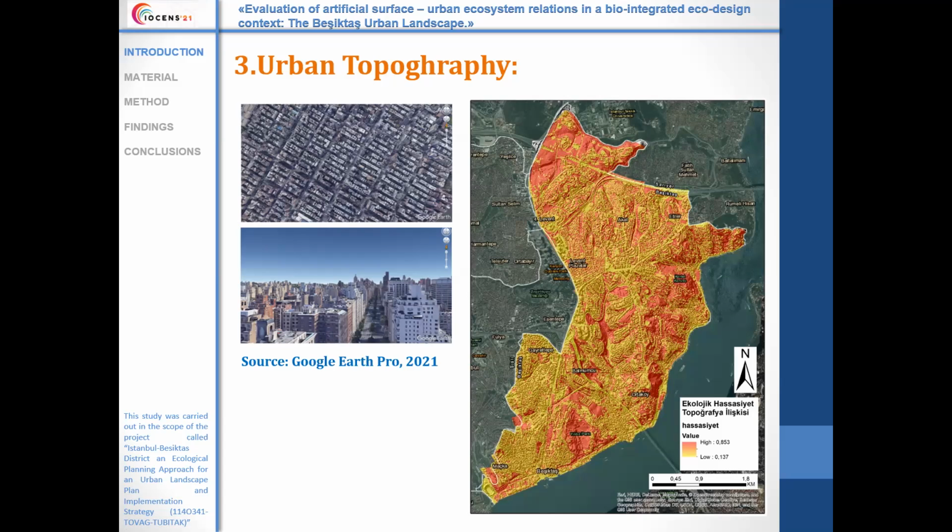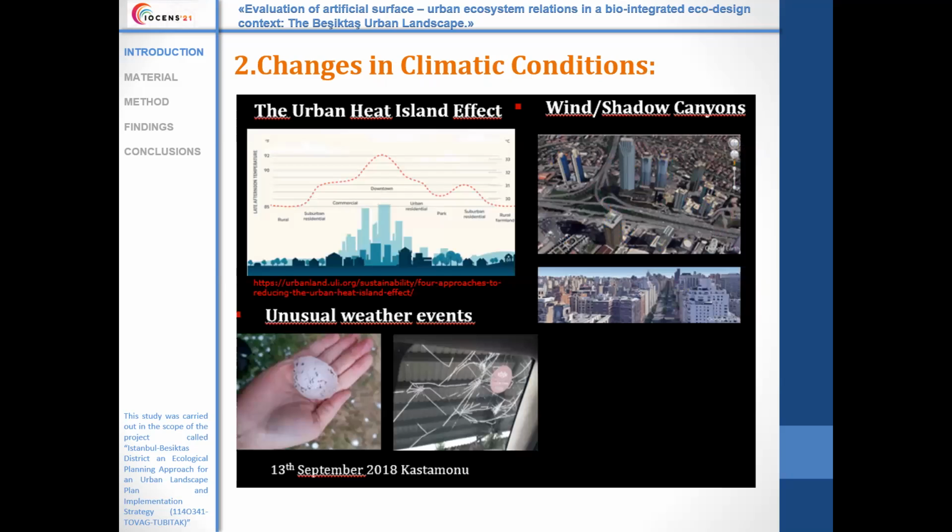With the change of natural topography, sudden increases in slope degrees are observed in the urban environment. At the same time, the concentration of impermeable artificial surfaces in the urban environment causes the precipitation waters to pass to runoff rapidly with the effect of this increasing slope. As a result of more angular and right angled building surfaces, wind and shadow corridors are formed. We can see them also in the right corner in this picture.